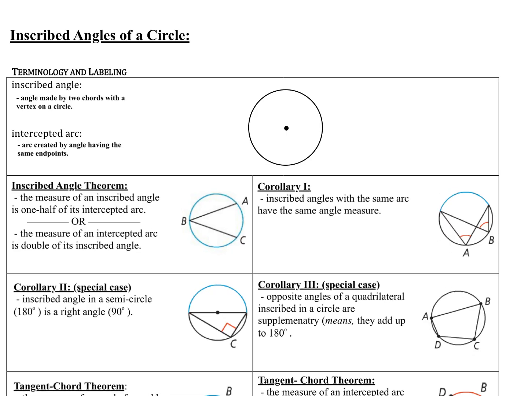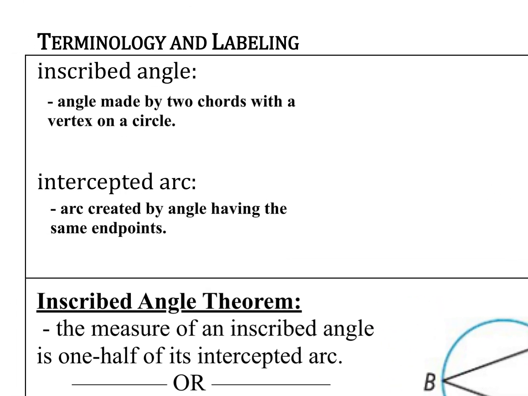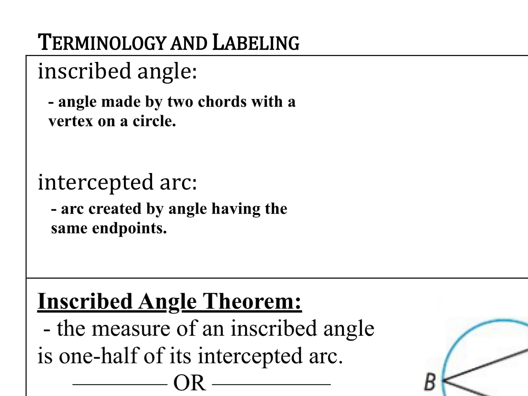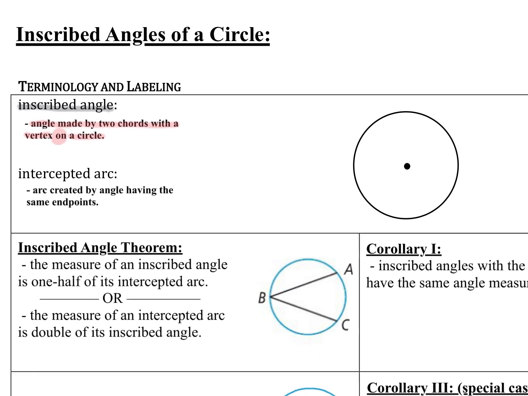Inscribed angles. Let's look at some terminology and labeling here. Inscribed angle is one of the best topics that we can study in this lesson. The definition of an inscribed angle is simply an angle made by two chords with a vertex on a circle. The keyword is "on" a circle. Let's look at an example of an inscribed angle.